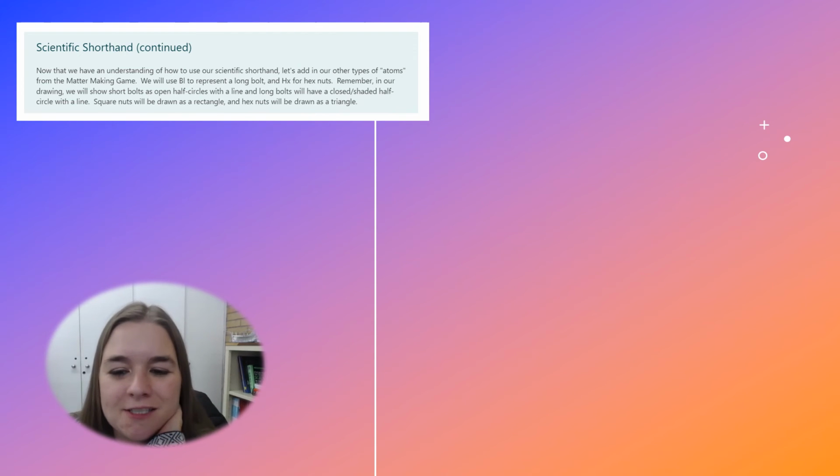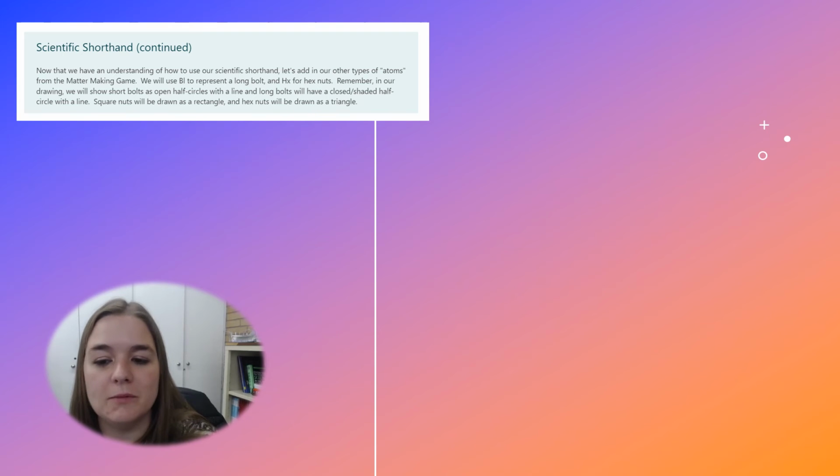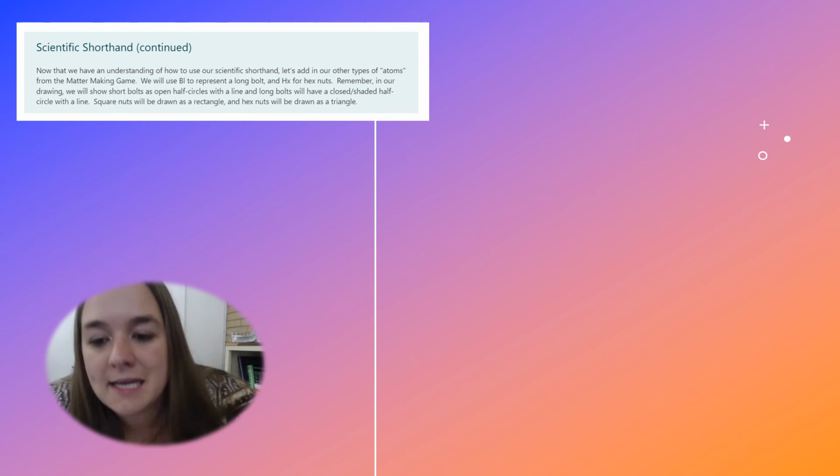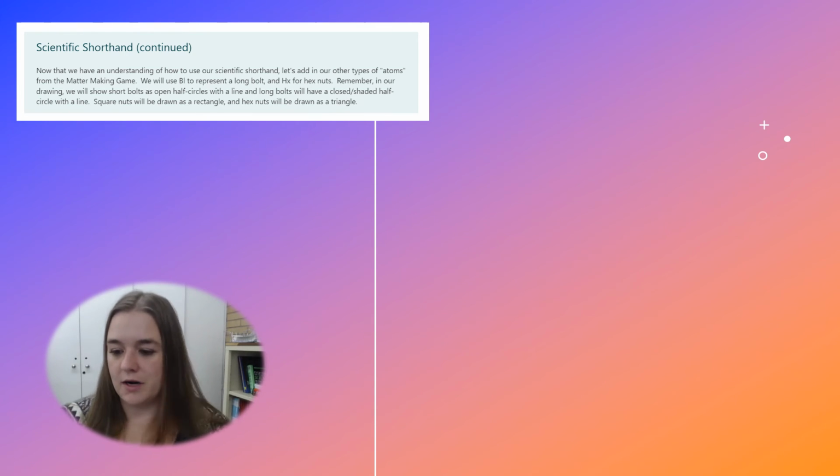So now that we have an understanding of how to use our scientific shorthand, let's add in our other types of atoms from the matter making game. We will use capital B lowercase l to represent a long bolt and capital H lowercase x for hex nuts. Remember, in our drawings, we will show short bolts as open half circles with a line, and long bolts will have a closed or shaded half circle with a line. Square nuts will be drawn as a rectangle, and hex nuts will be drawn as a triangle.